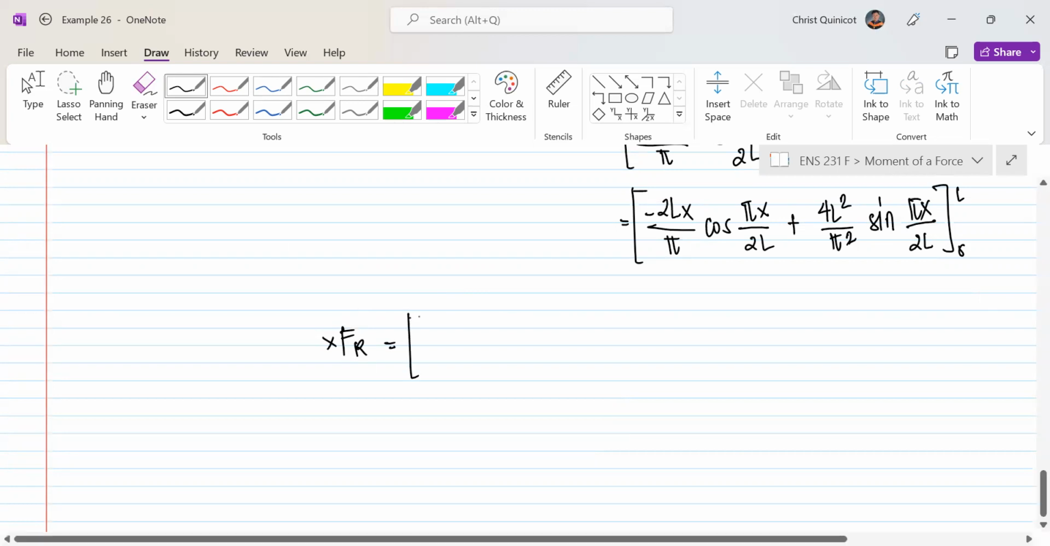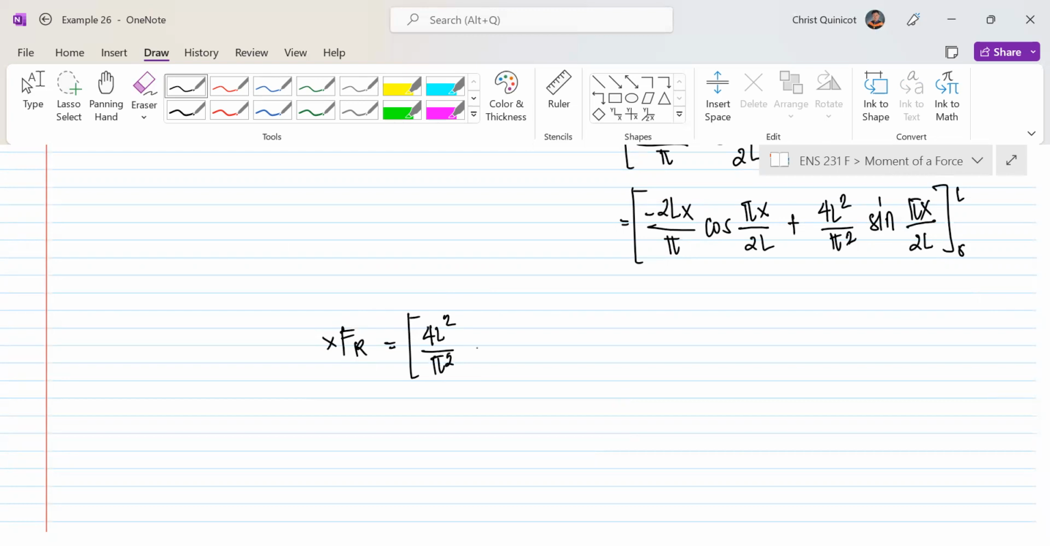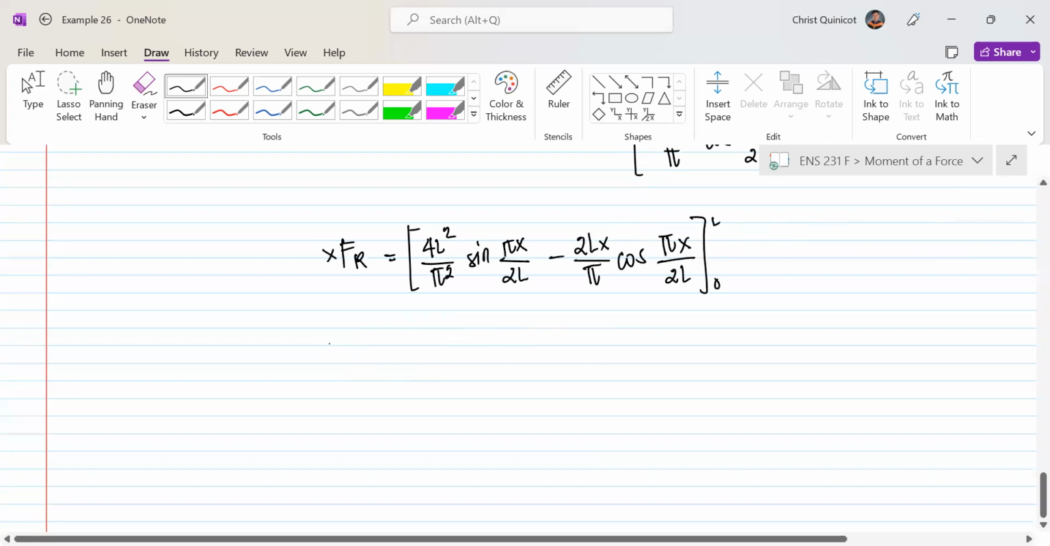And then this is 4L squared over pi squared sine pi x over 2L minus 2Lx over pi cosine pi x over 2L from 0 to L. Okay. And we evaluate x times f sub r.